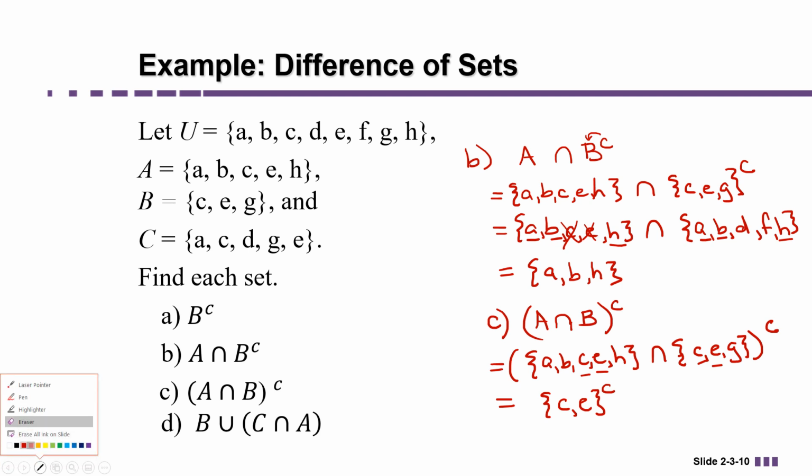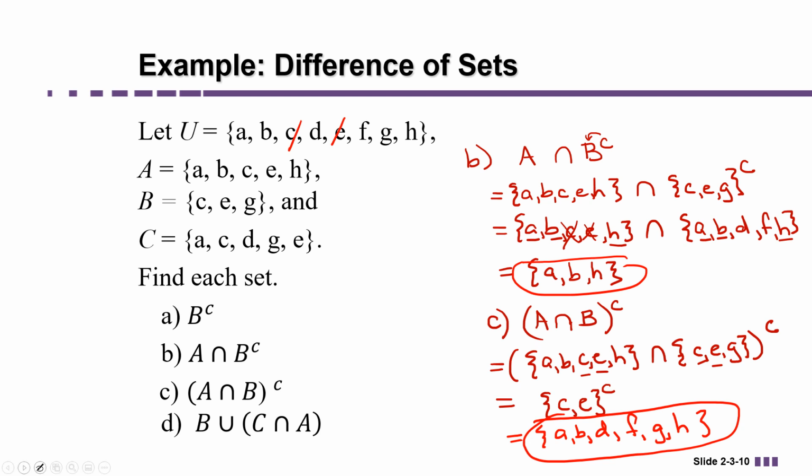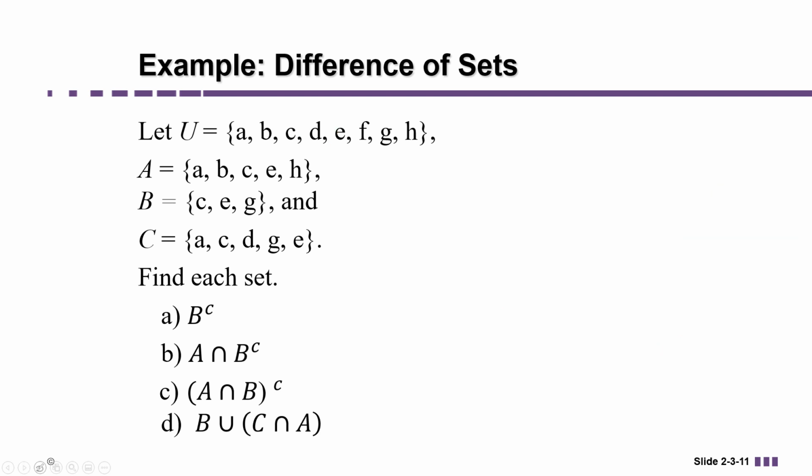So we're going to just take out C and E and see what's left. What's left is A, B, D, F, G, and H. So you see we got a very different answer from what we got in part B. The order in which you perform these set operations really makes a difference. All right, now let's try the last one.